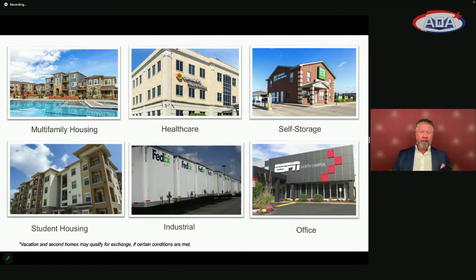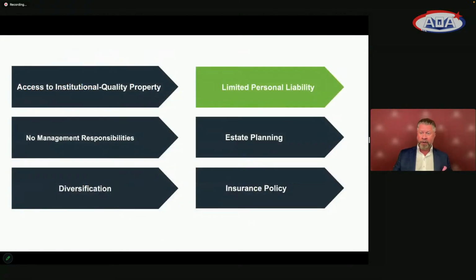I'd argue yes. So the idea there is if one apartment building is having issues, it's not going to take all of your income down. It's not going to take all of your value down. So by diversification, we can mitigate the risk, helping you obtain a more stable investment in a Delaware statutory trust.